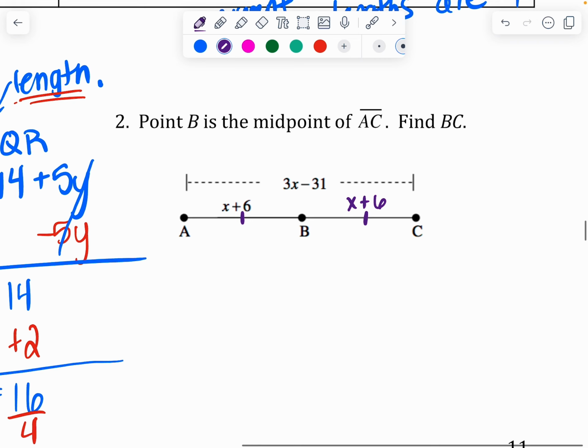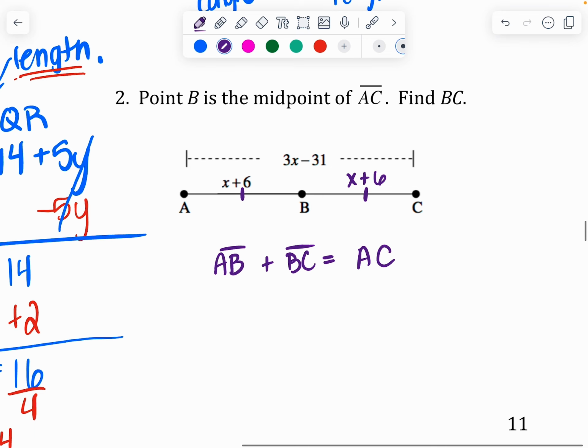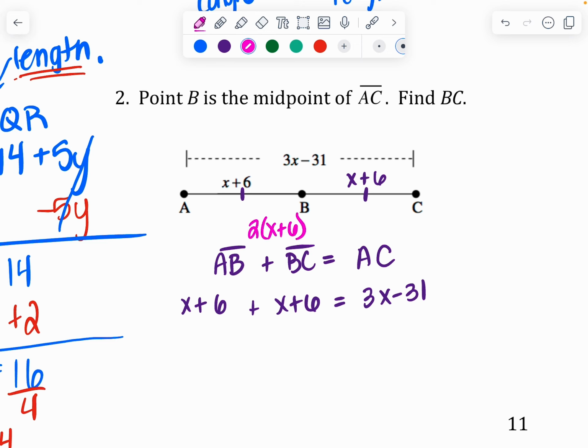And you could do that two ways then. You could do the segment addition postulate. So AB plus BC is going to be equal to AC. And so we're going to add those together. So x plus 6 plus x plus 6 is going to equal 3x minus 31. And then we can combine our like terms. You could have started this one out as 2 groups of x plus 6 as well, and then distributed the 2 because you have 2 of them. Or combine like terms: 2x, 6 plus 6 is 12, remember, and then that equals 3x minus 31.